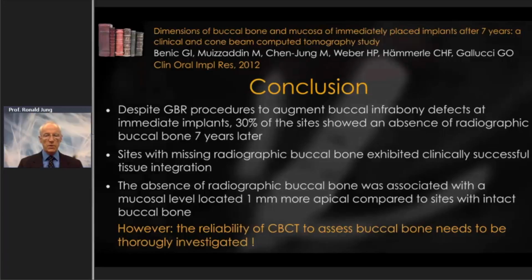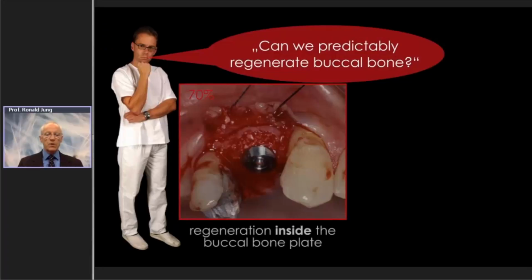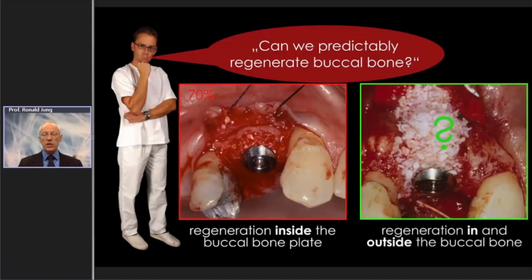So, regenerated bone inside the buccal plate was what we saw with this clinical study. And 70% did show and 30% did not show. Now what would happen if we regenerate bone also inside this gap, but also all outside to increase the contour? Let's have a look at the literature.